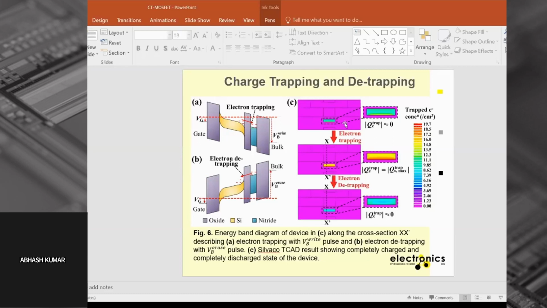So from the simulated results, this is a Silvaco TCAD result. We can see that initially there were almost no trapped electrons in this nitride layer, but on subsequently applying the positive voltage on the bulk electrode, sufficiently high electrons get trapped in the layer, and again on applying negative voltage on the trap layer, as in the second case, we can see the electrons get detrapped. So this way we can verify that our device is working.